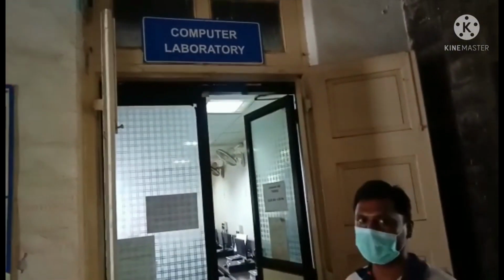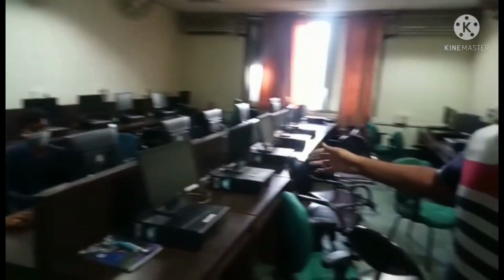This is another facility in our department. So this is our computer lab. You can see the computers are arranged for the students. So this is our computer lab.